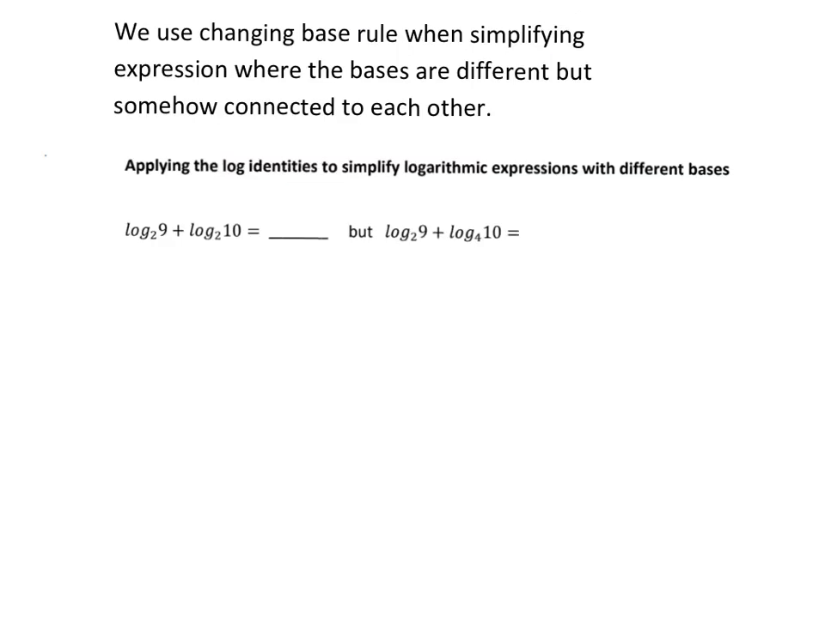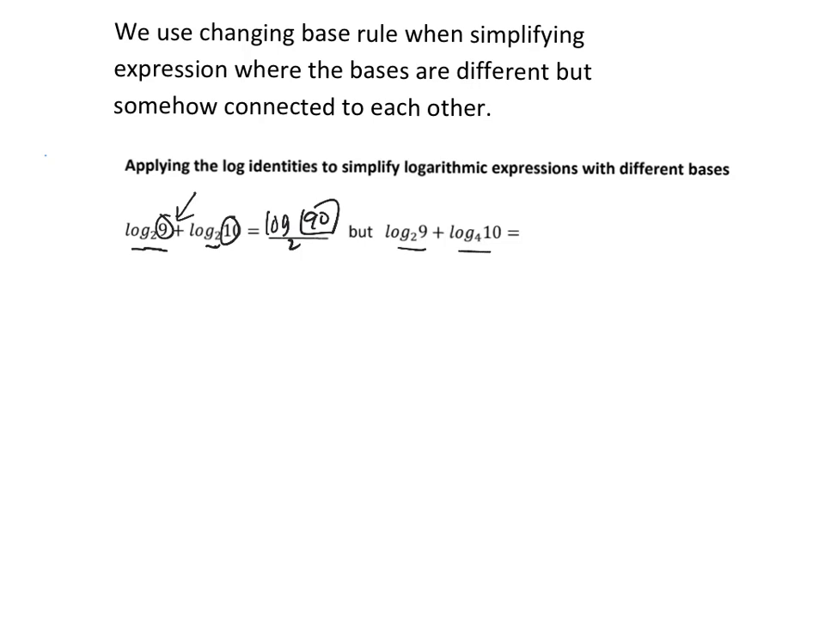We also change bases when we have an expression like this, where the bases are different and you can't do anything with it for now. So let's look at the first one here. The reason I can keep going is because the bases are the same and we're adding. So this is the sum log identity. In other words, we get log base 2, and then we take the arguments of each piece and multiply them. All right, so you get 90.